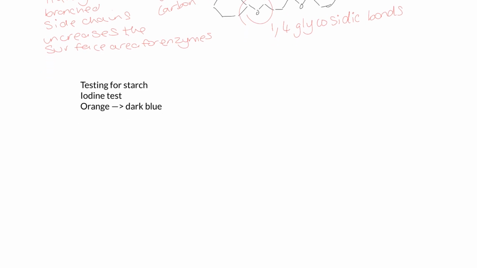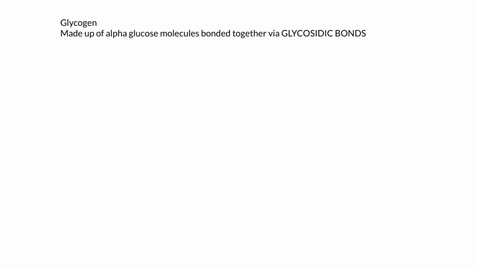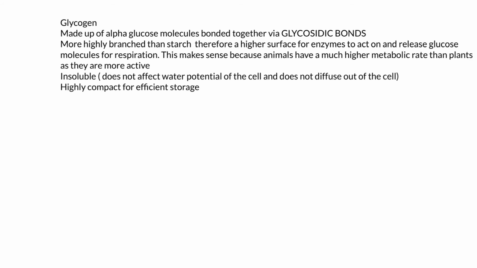Let's talk about glycogen. So we know that glycogen is the main storage molecule in animal cells. It's really, really similar in structure to starch, so it's still made up of alpha glucose molecules, but it's more highly branched. So it's much more highly branched than starch. This means that it is a much more ready source of energy. Because there are more end chains, there's a much greater surface area on which enzymes can attach to remove the alpha glucose molecules for them to be used in respiration. This means it can be really, really rapidly broken down.